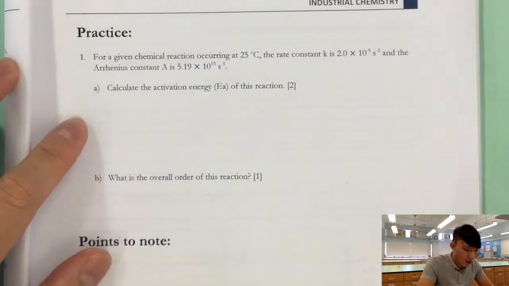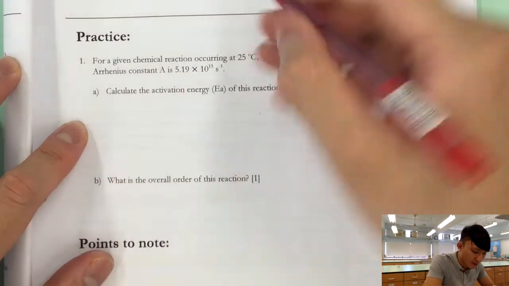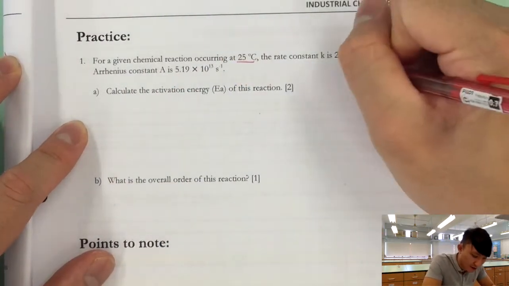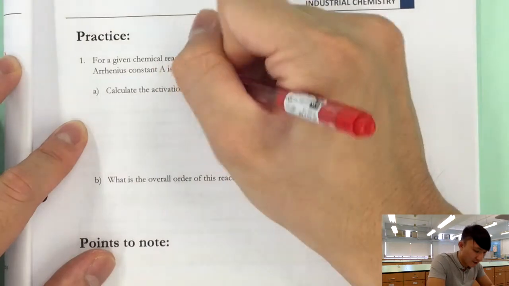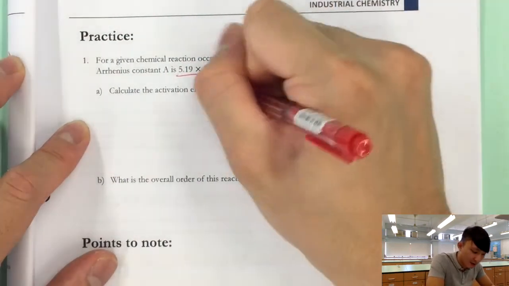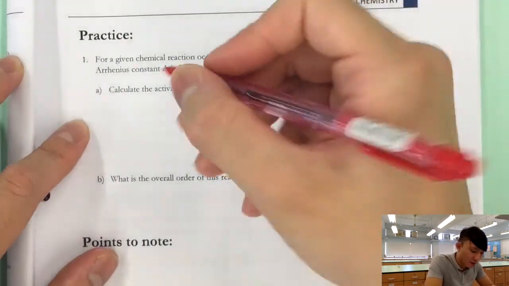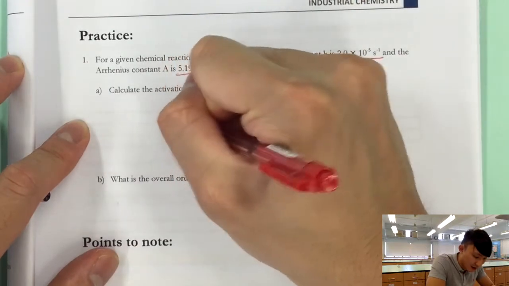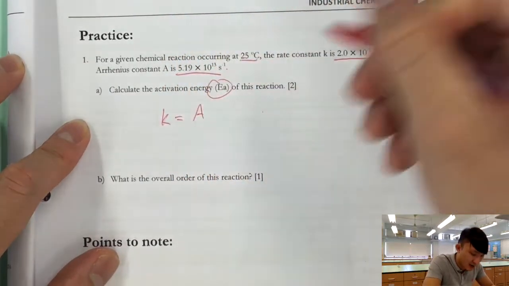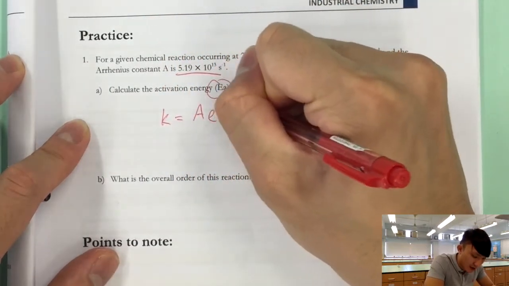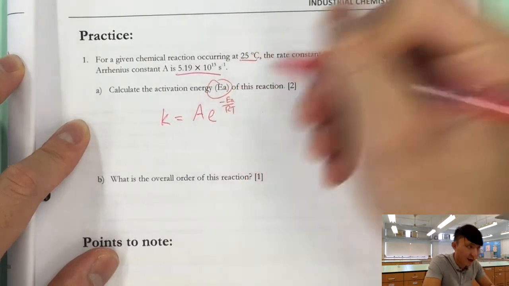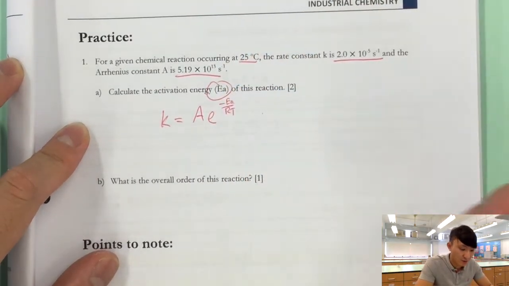Okay, now for a given chemical reaction at 25 degrees Celsius, the rate constant is given, and the Arrhenius constant is also given. Calculate the EA, right? Well, we can use the Arrhenius equation, k equals A times e to the power of negative EA over RT, okay? So we just sub in all those numbers that we have.